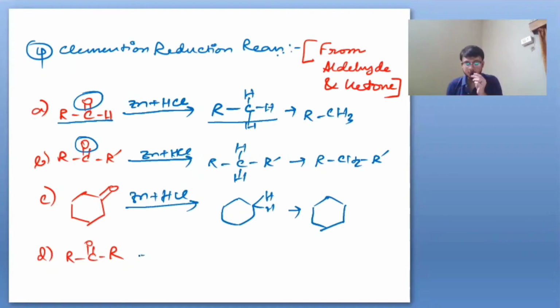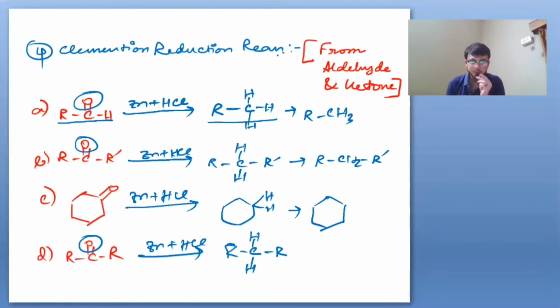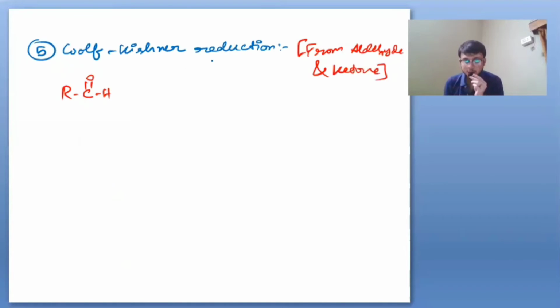And for this also, just write the entire molecule without the double bond. So it will be like this and add these 2 hydrogens here. Okay. So next is our Wolff-Kishner reduction.